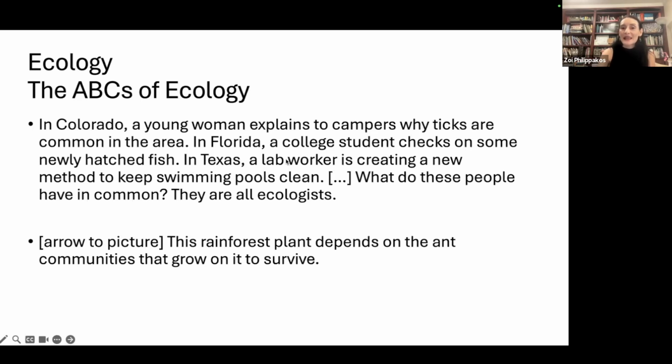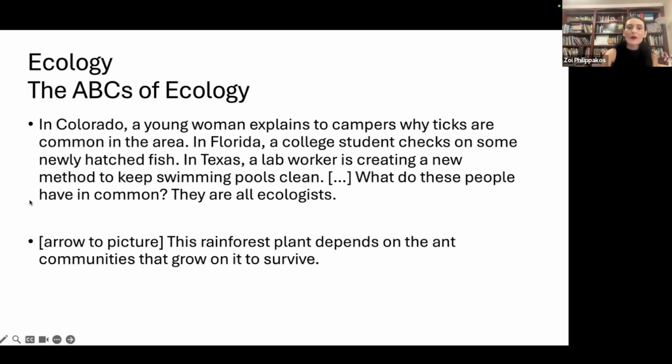In Texas, a lab worker is creating a new method to keep, this is a long word. So let me see, how will I read it? I have I, and I see ing at the end. I see the double consonants, so I will break, and I see the part swim. Swimming, pools, clean. Let me reread that sentence. Begin. Ready? Begin. In Texas, a lab worker is creating a new method to keep swimming pools clean.